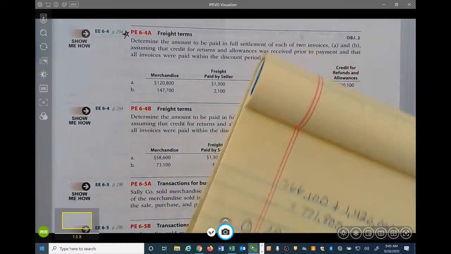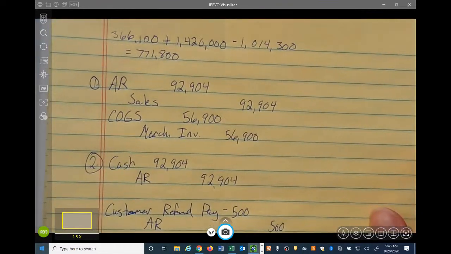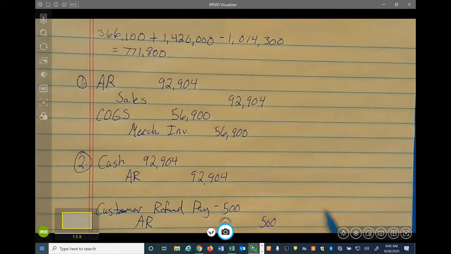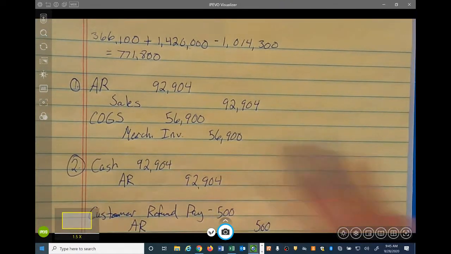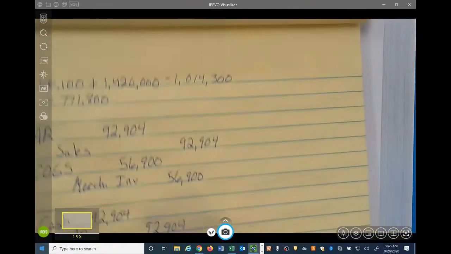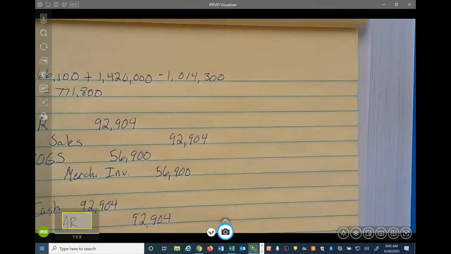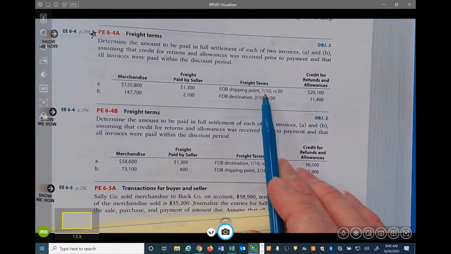Okay, so we bought it for $120,800, right? So that's what we purchased the merchandise for. That's how much the base cost is minus any of the terms, right? So they're saying they paid within the discount, the same thing we just did with the discount in the previous problem. We want to take out whatever the discount is. It's 1%.